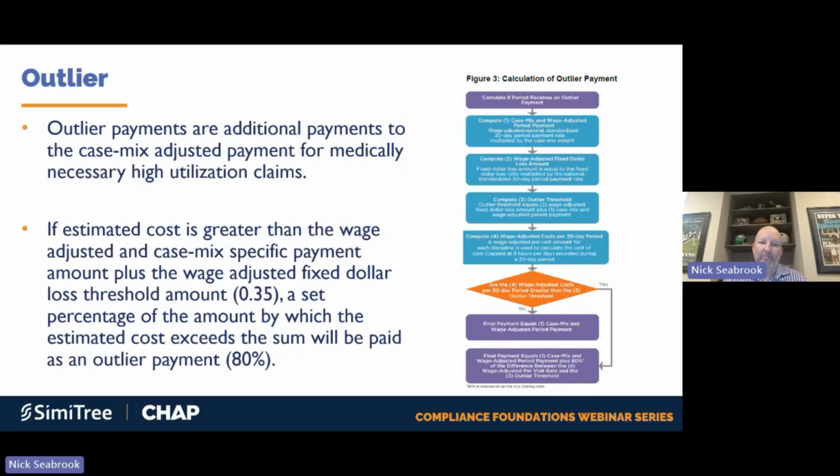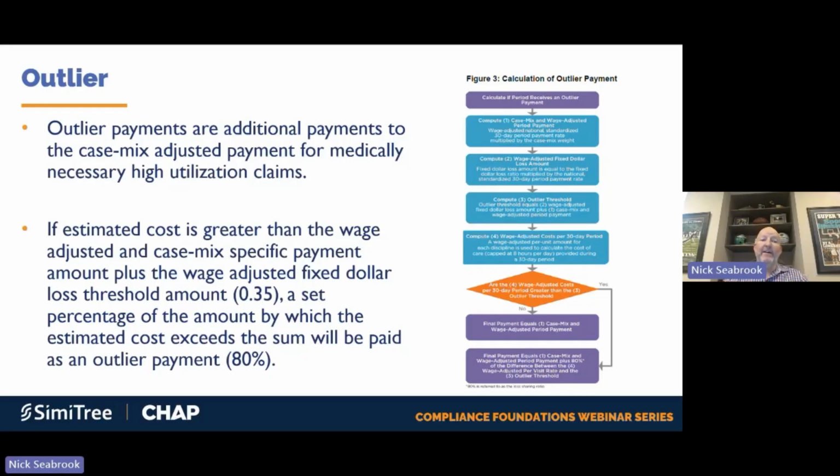FDL stands for fixed dollar loss. So basically, if your costs are exceeding, let's say $2,000 is your cost, and you have an additional 35% loss on top of that, so an additional, let's call it $700 on top of that, that's when there's going to be a situation where you qualify for an outlier payment. So in most cases, there are going to be patients that the agency is losing money on. The costs are going to be exceeding the reimbursement, but Medicare basically says you should be getting some additional payment in those high cost situations.